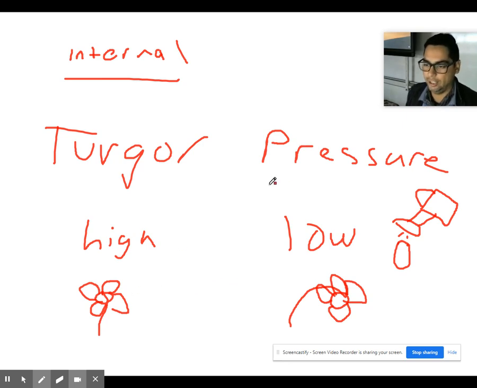All right, guys, that's basically it. We went through external stimulus in plants, which were the tropisms, and now we just went over internal stimulus in plants, which is turgor pressure, and basically that's it, guys.